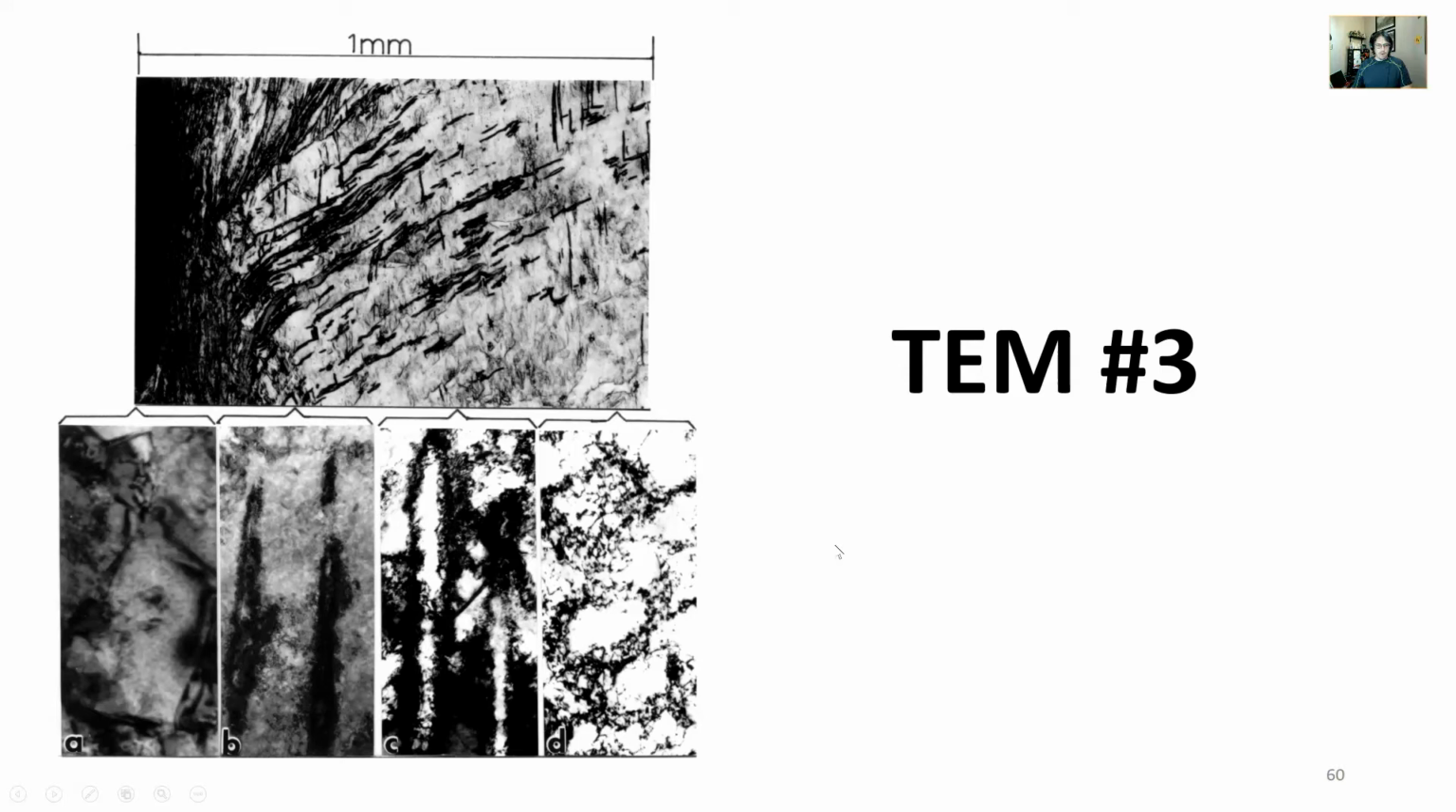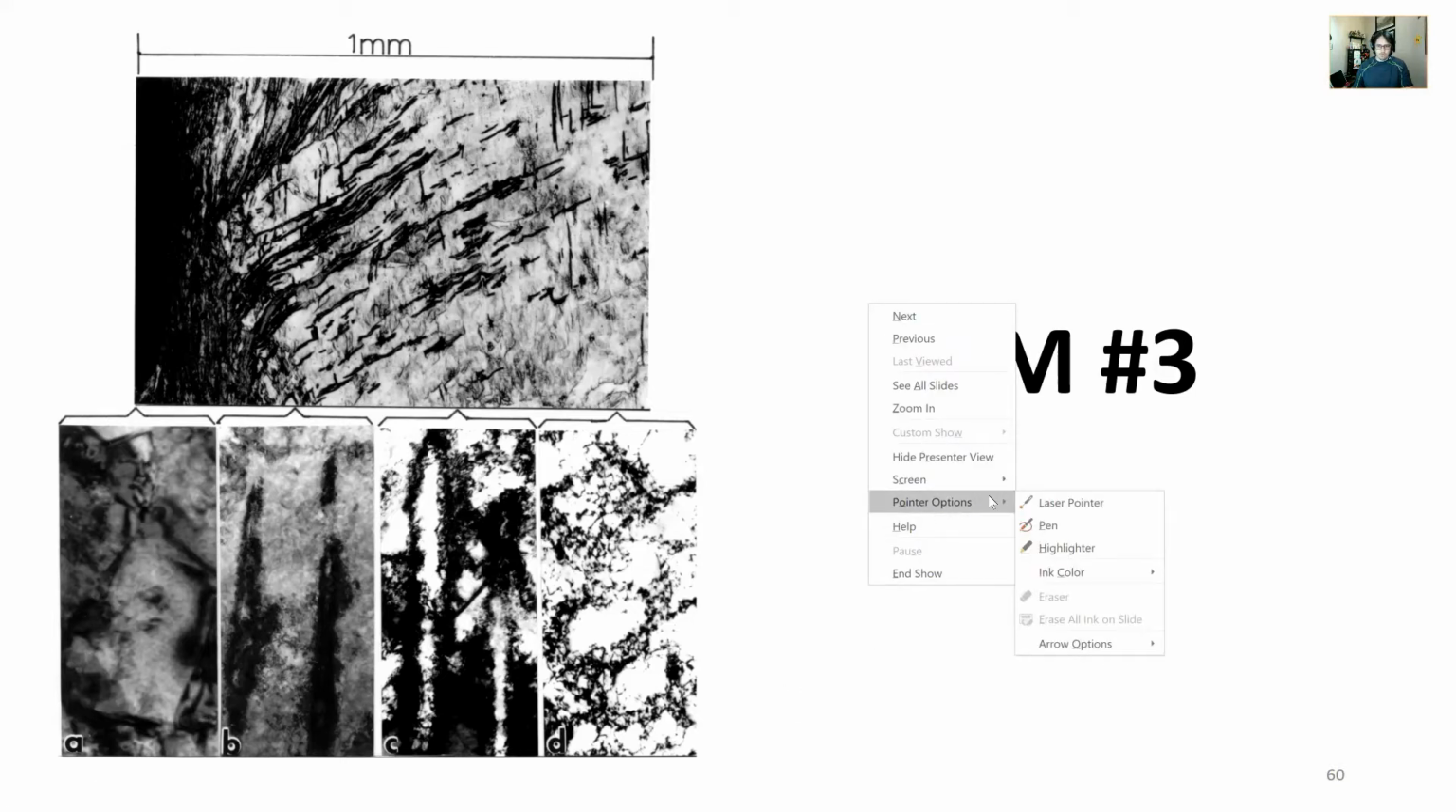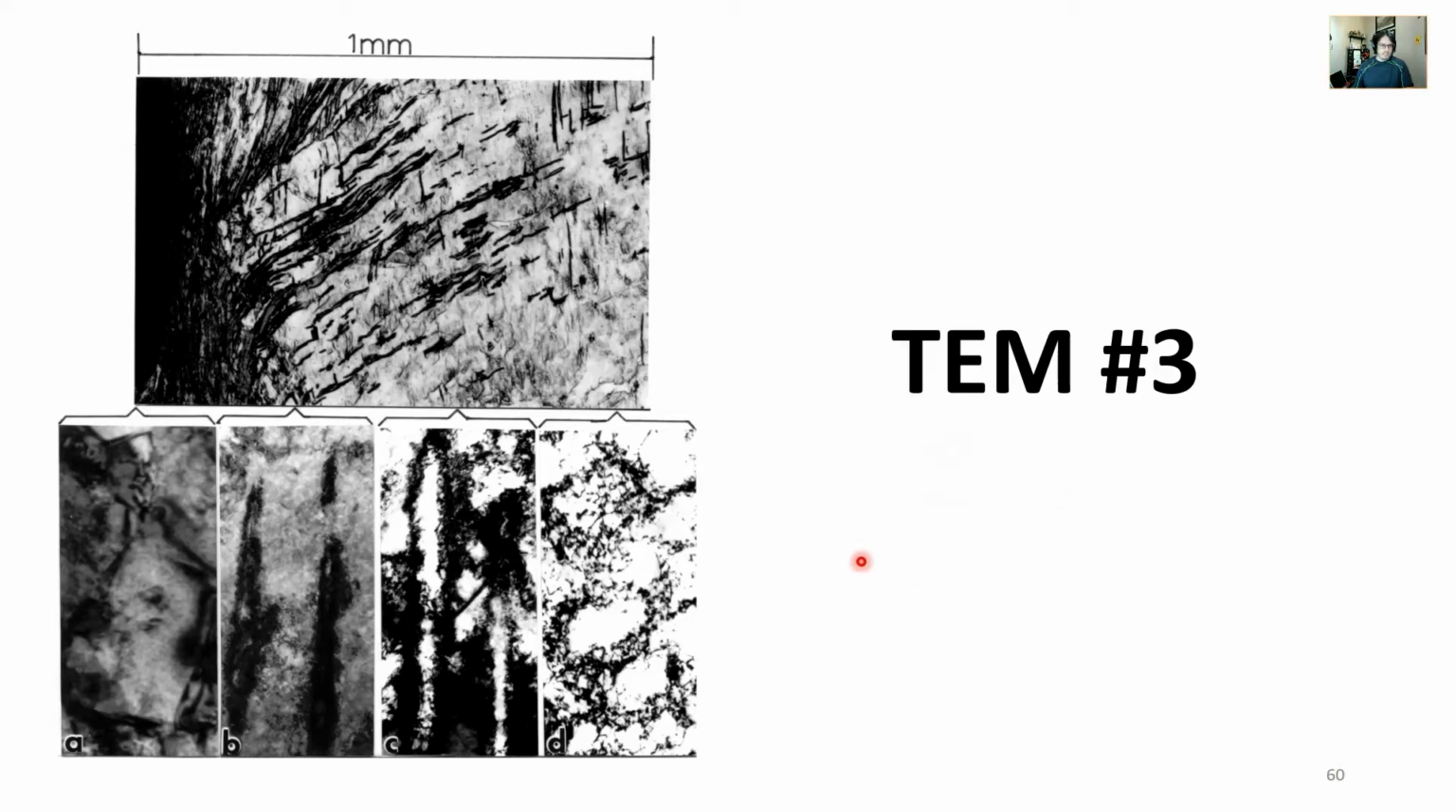Alright, we're on our third lecture pertaining to the transmission electron microscope. So I've aptly called this lecture TEM number 3. What we have here is a collage of images, and this is an optical micrograph. So this is combining the information you would get from light optical microscopy with that of transmission electron microscopy.